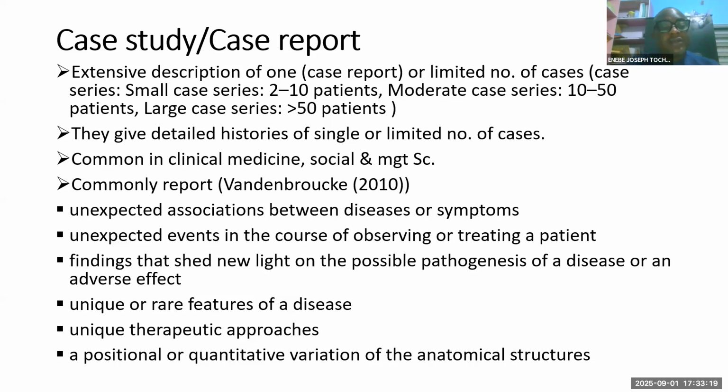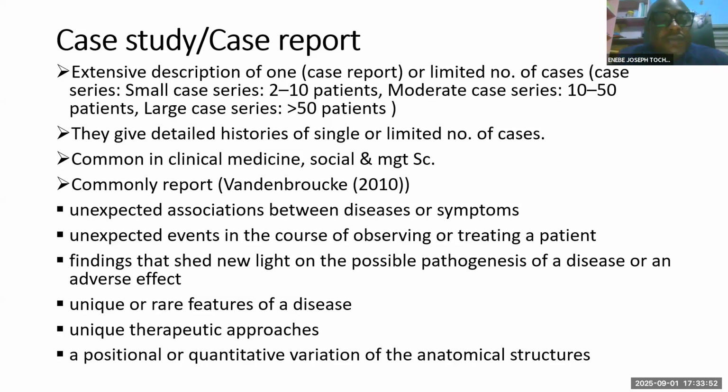Now, there are different types of case series. You have small case series, when the number of patients is between 2 and 10. It could also be moderate case series, when the number of cases is between 10 and 50 patients, or it could be large case series when the number of participants is more than 50. Okay. Now, these case reports give a detailed history of a single case or a number of cases.